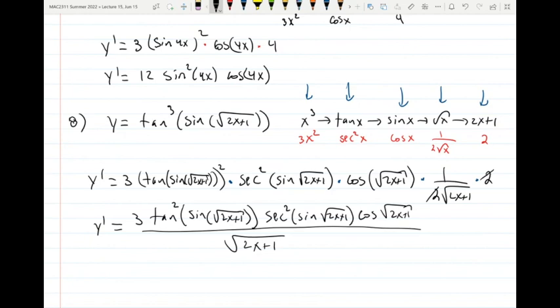Okay. Questions? Are you okay with this? All right. So this is a good point to stop. So we are done with chain rule. Now the next topic that we're going to discuss, that I will talk about on Friday, is going to be implicit differentiation.